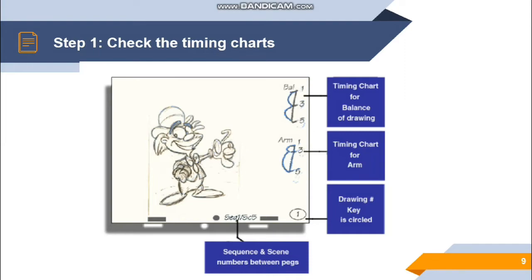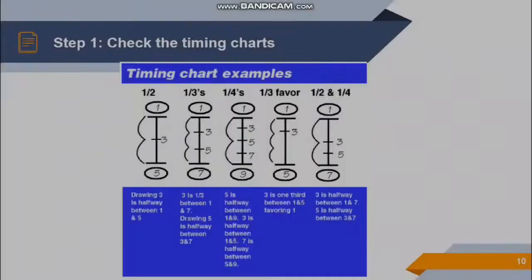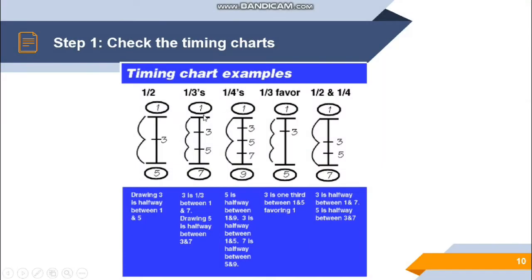As you can see here, this is your scene 1 or key 1, and we have here the sequence and scene numbers. We also have your peg holes here that are used with the Acme peg bar on your drawing table. So we have here the different timing charts. We have the halves, the thirds, the fourths, the favor, and halves and fourths. So we have several different types of timing charts that can be used on the in-between.